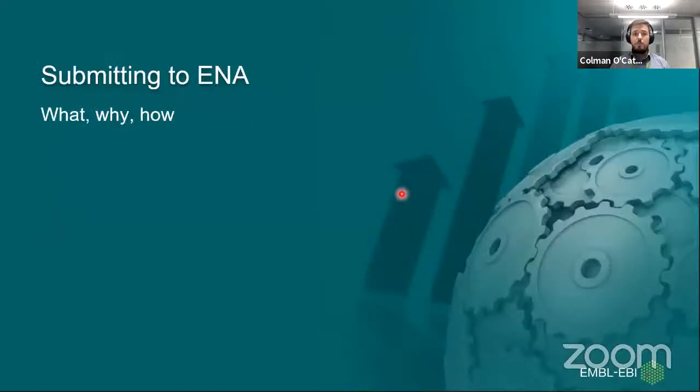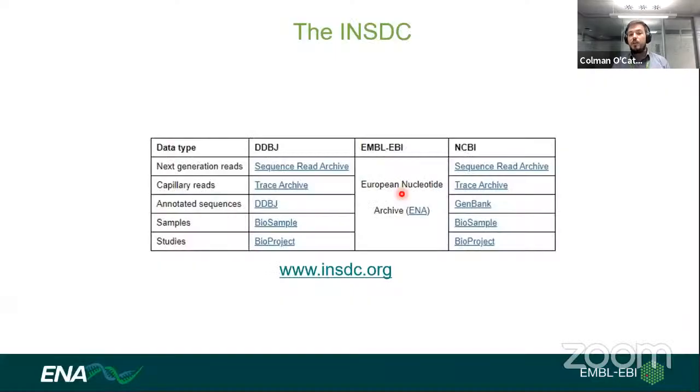So to open it up, like I said, we're starting with the what, why, and how of submitting to the ENA. The ENA is one of 3 nodes that make up the INSDC, the International Nucleotide Sequence Database Consortium. The other 2 nodes being DDBJ in Japan and NCBI, which I think most people are most familiar with. And all it means is that the data submitted into each of those nodes gets shared and replicated throughout the nodes of the INSDC.